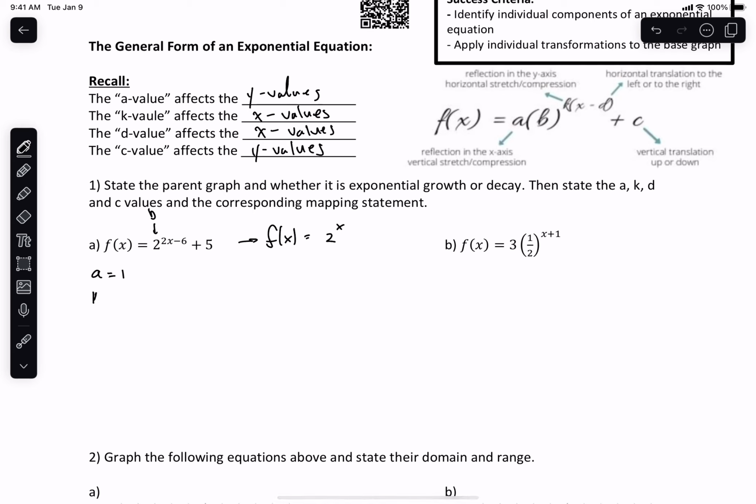Now, what else? Let's look at the D value, the one that's still in the exponent. 6. Owen? -3. Dylan? Positive 3. What's happening? Which one is it? We got 3 different answers. Okay, let's rewrite the function, because we remember from our transformations unit that I can't see the horizontal translation unless x is by itself. So let's rewrite this function.